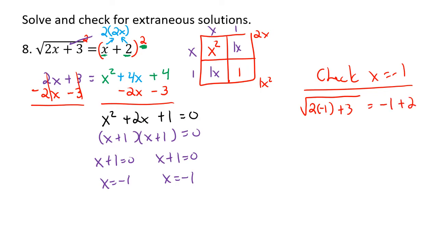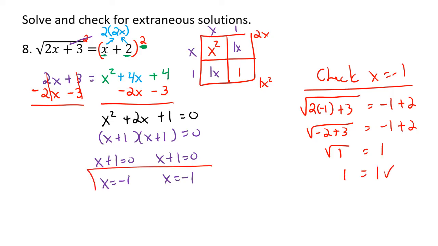So on the left-hand side, I'm going to do that math first. I'm going to have negative 2 plus 3. That's going to give me a square root of 1. On the right-hand side, negative 1 plus 2 is 1. The square root of 1 is 1. That makes sense. So we have two solutions here. There is no extraneous in this problem. Everything is a solution.